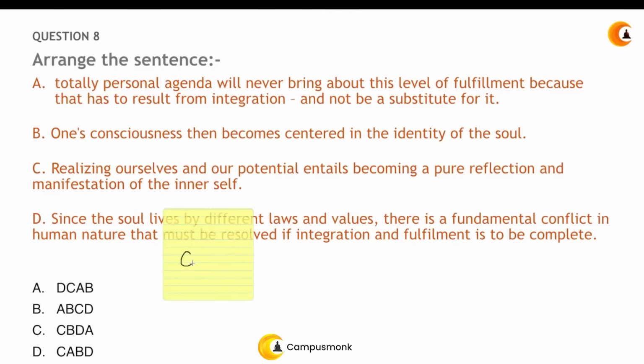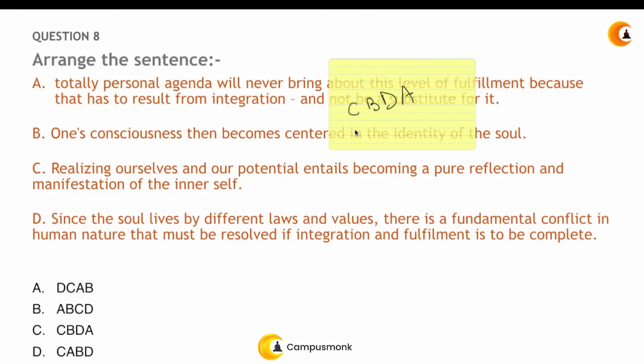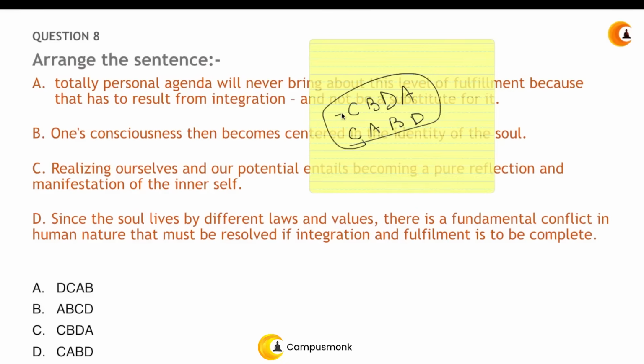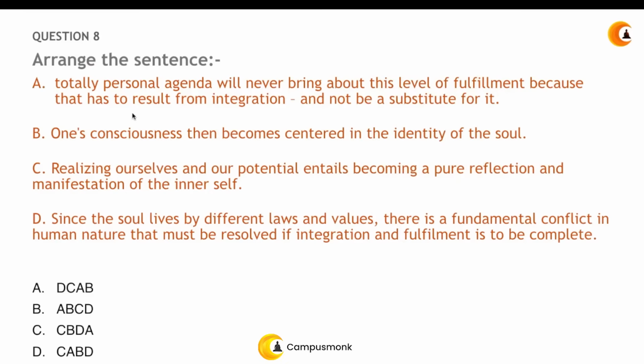Now, if I read this option C again, it says realizing ourselves and our potential entails becoming a pure reflection and manifestation of inner self. Now I see there are two options: it's either C A D A or it is C A B D. I'm sure it will start with C because that is how I eliminated the other statement. Now after C it's either B or A. So let's move on to A.